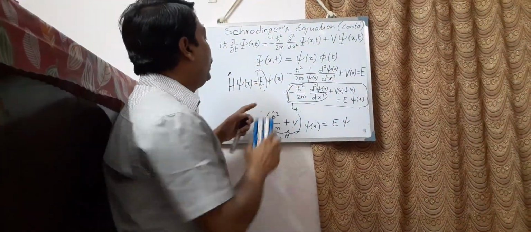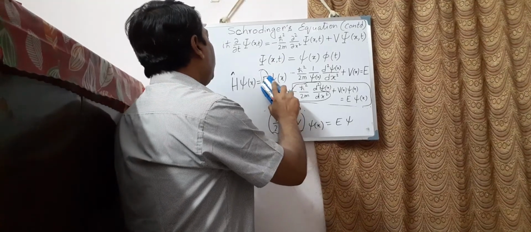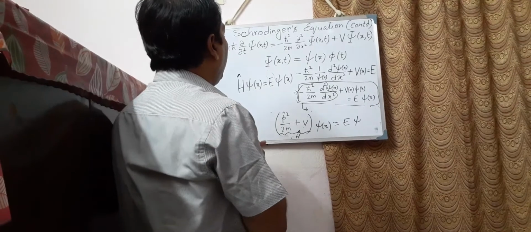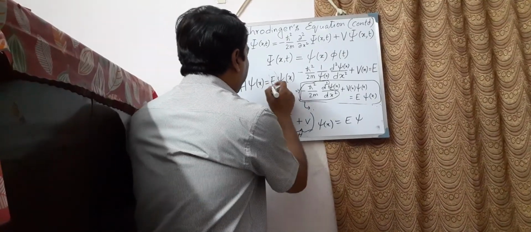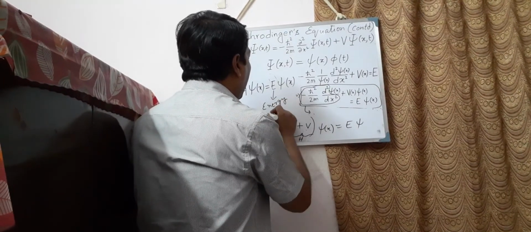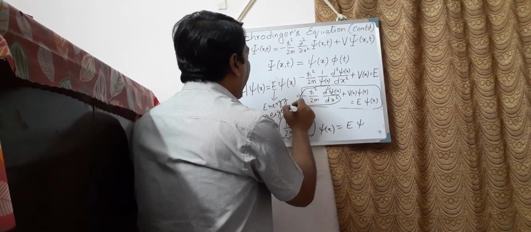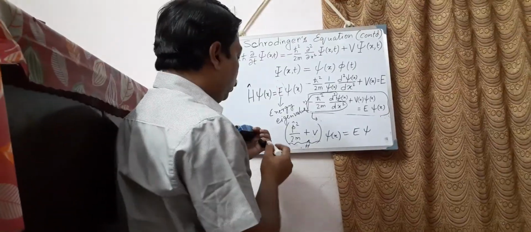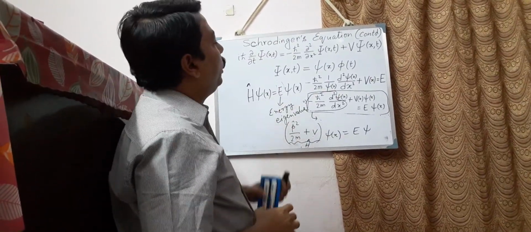That is what gets clear from the expression that we have got here. So E represents energy. We call it the energy eigenvalue, because E is the eigenvalue corresponding to the energy operator.